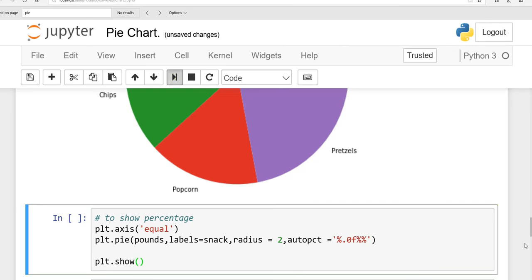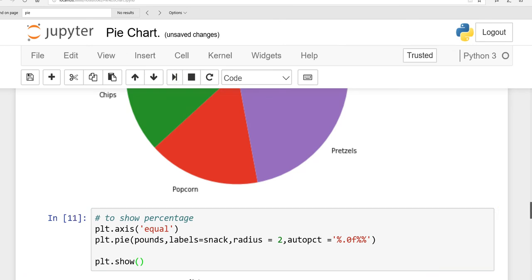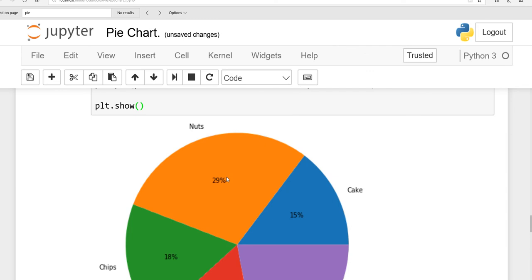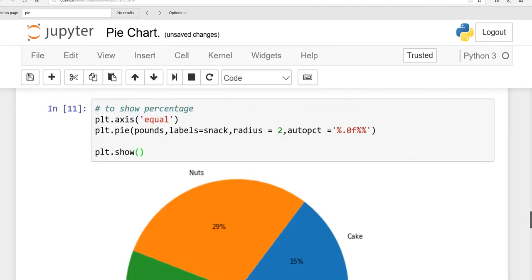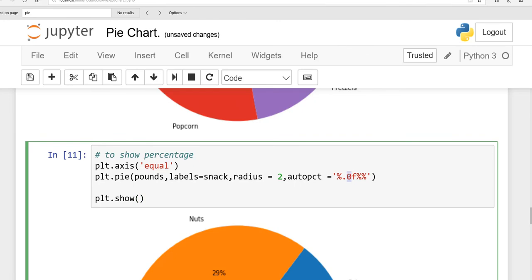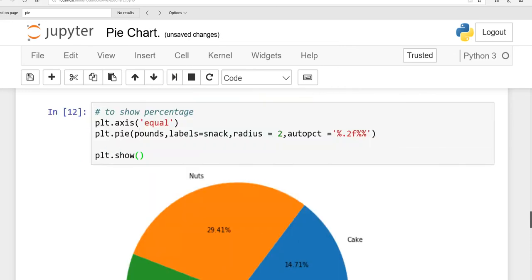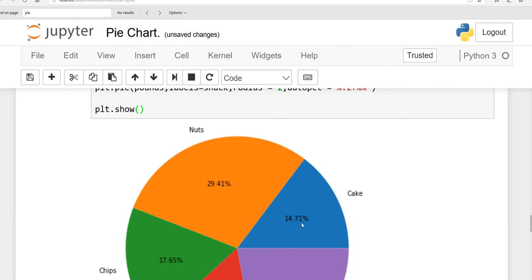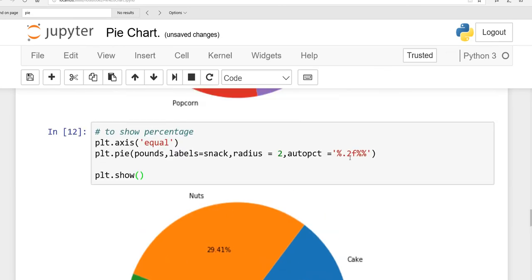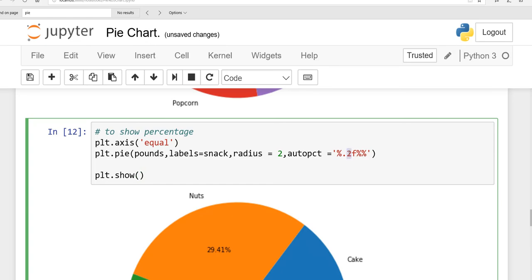When I run it, I will show you that you have round figures: 29%, 15%, 18%, 16%, and 22%. You say, no, I want my answer up to two decimal places, right? So I have made it 0.2. When I run it, you will see 29.41, 14.71. So after the decimal we have two places. If you say no, I want only one, just make it 1.